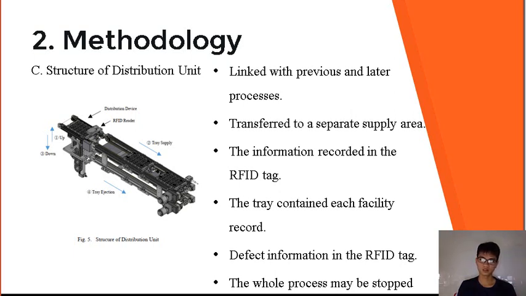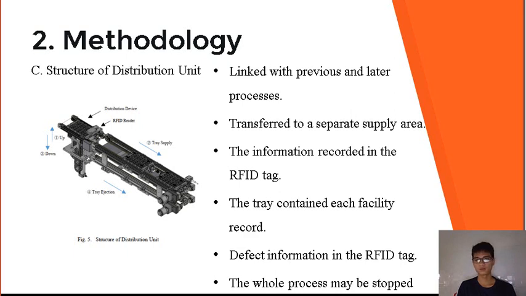The camera module tray is manufactured with a designated width and can be linked with previous and later processes using the conveyor. In order to consistently supply logistics, the tray should be transferred to a separate supply area when inspecting an individual camera module to ensure smooth logistics.